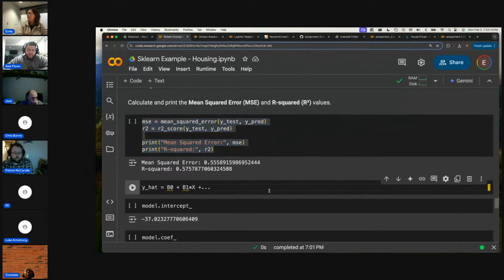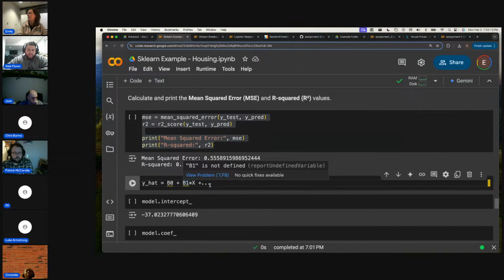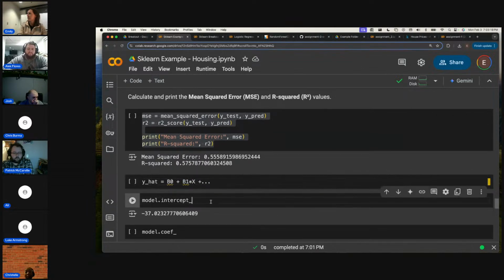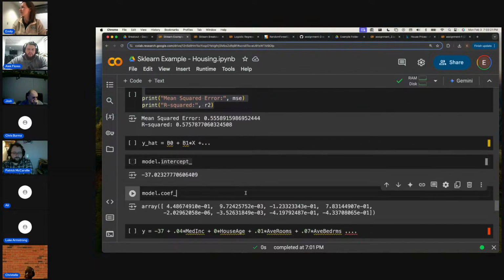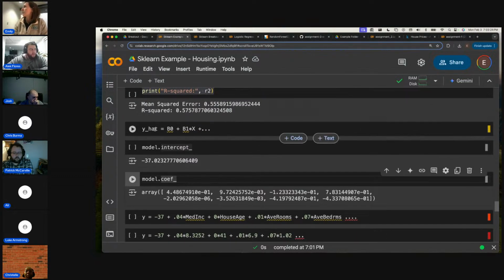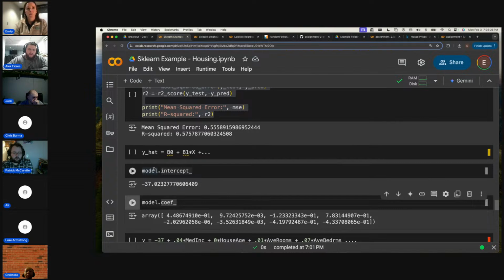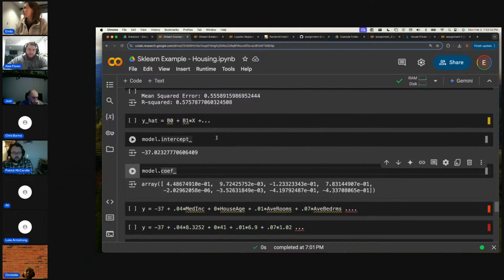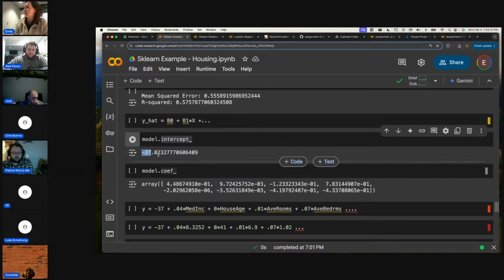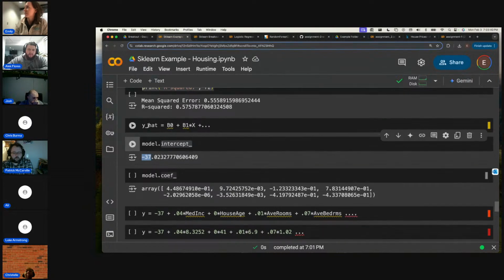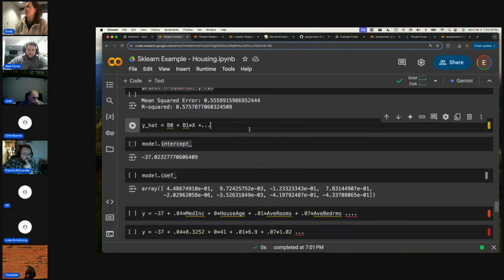And then at the end of the day, we have a formula. We have Y hat equals beta sub naught plus beta sub 1 plus etc. So how do we figure that out? Let's do this. We want to figure out what our formula is. You have to do this for assignment 2. If we call model.intercept, we can get -37. What does the -37 represent in this Y hat equals beta sub naught plus beta sub 1 times X plus etc.?